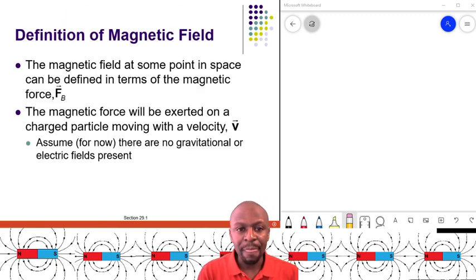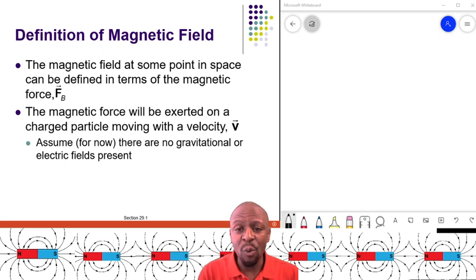Right. Now, the magnetic field at some point in space can be defined in terms of the magnetic force. As I've already explained, the magnetic force is given by F subscript B, while the electric force is given by F subscript E. The magnetic force will be exerted on a charged particle moving with a velocity v.